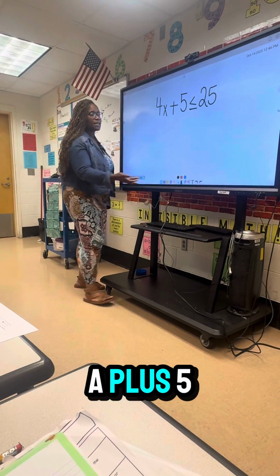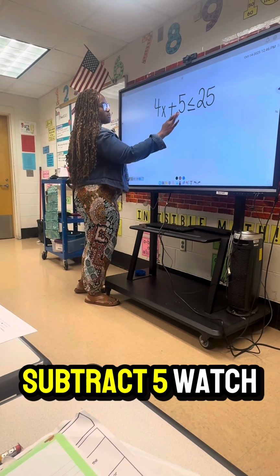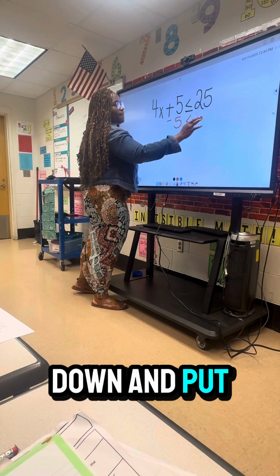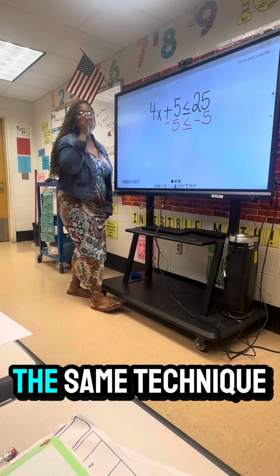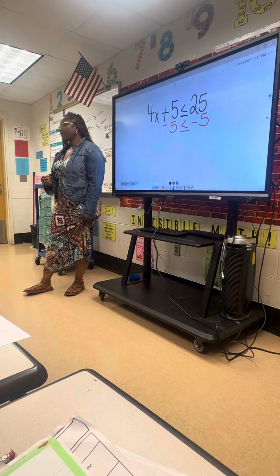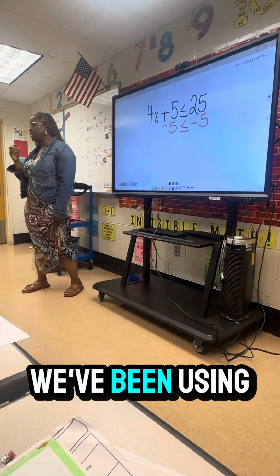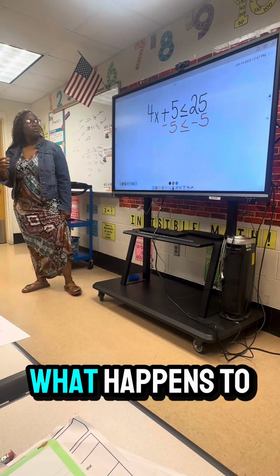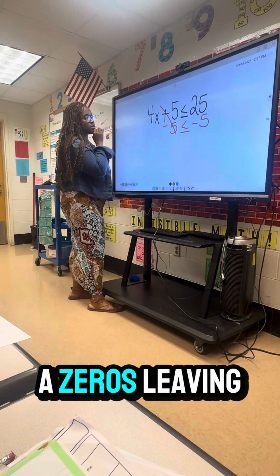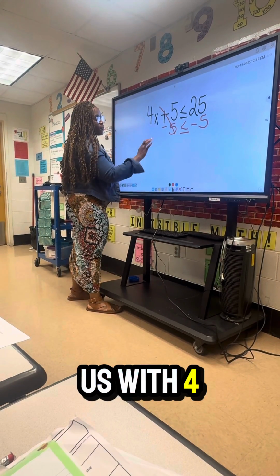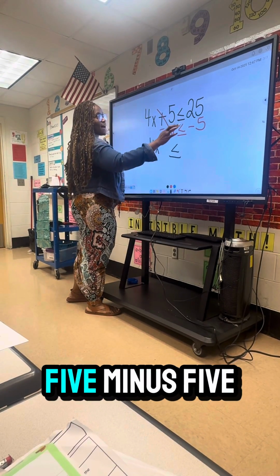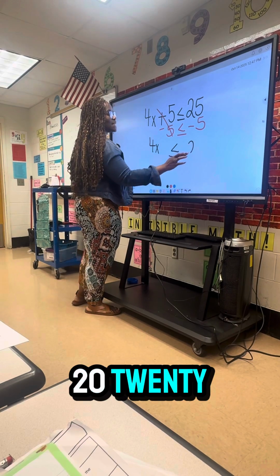How do we get rid of a plus 5? Subtract 5. Watch this. Bring your inequality down and put -5 on this side. This is the same technique that we've been using. What happens to the 5s? Goes to the sea of zeros, leaving us with 4x. I'm going to bring this down. And what's 25 minus 5? 20.